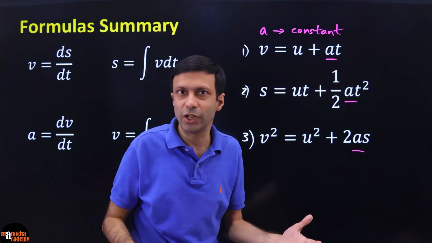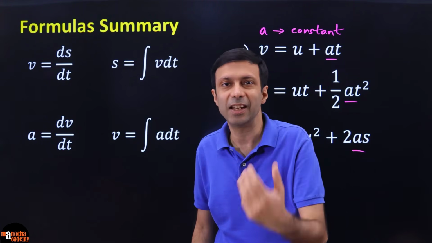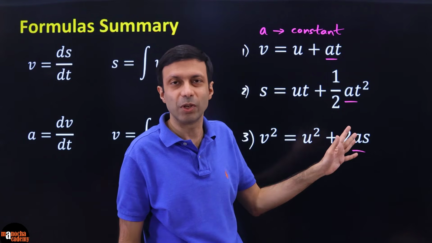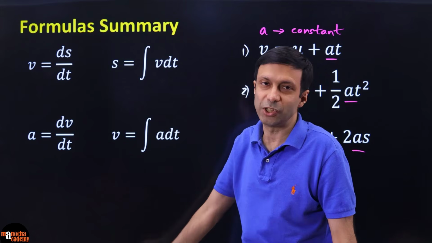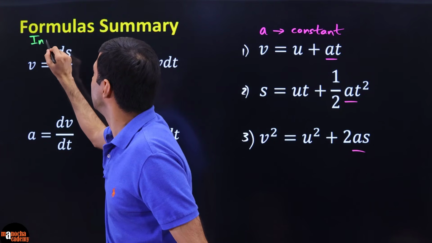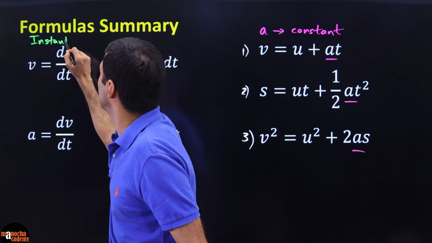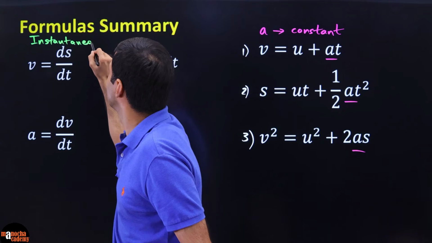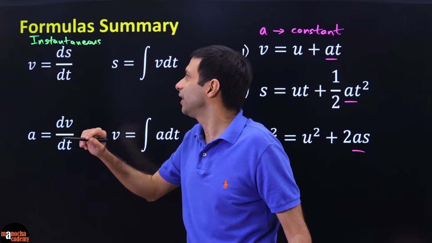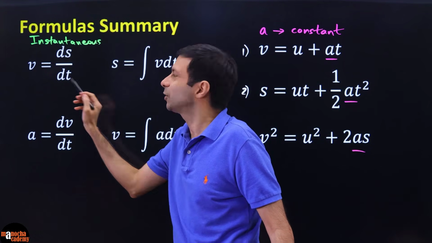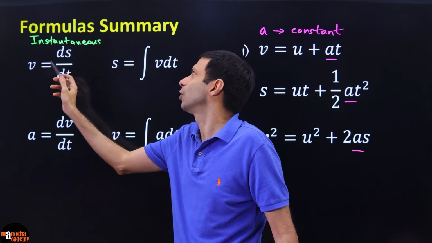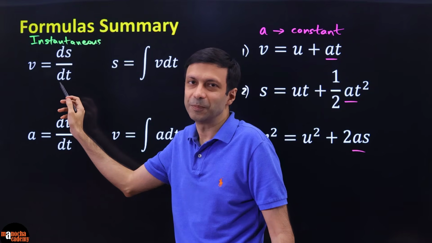But if acceleration is changing, right, or we have this instantaneous velocity, instantaneous acceleration, then what do we do? Then please don't use these equations. You need to use these equations. These are the equations for instantaneous velocity, instantaneous acceleration. So I'm going to write that word over here, instantaneous, so that you can instantly remember what to use. And what is the instantaneous formula? v equal to ds by dt. Remember, average velocity was delta s by delta t. So instantaneous velocity is ds by dt.